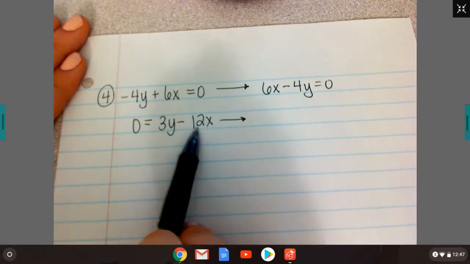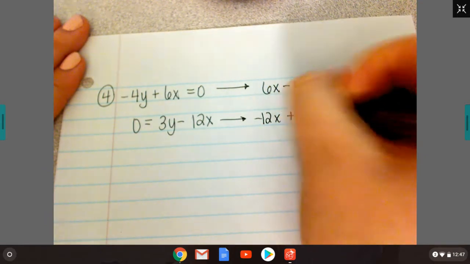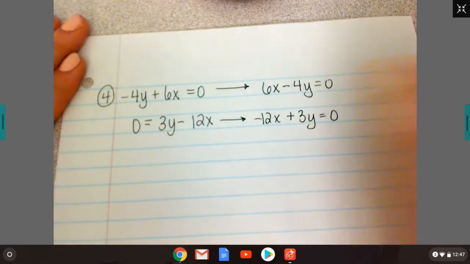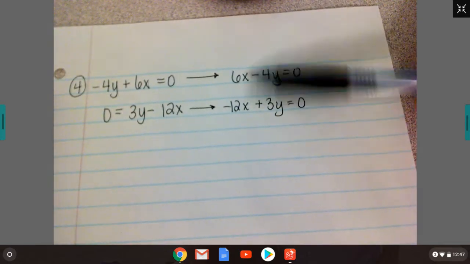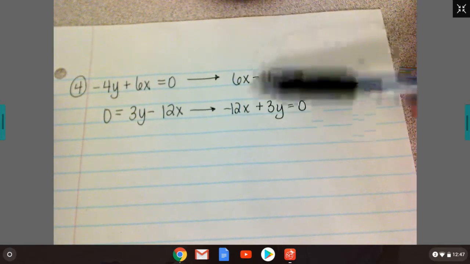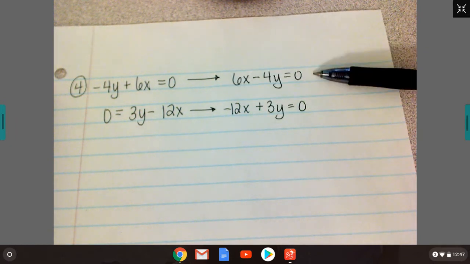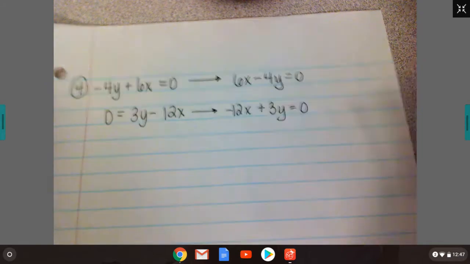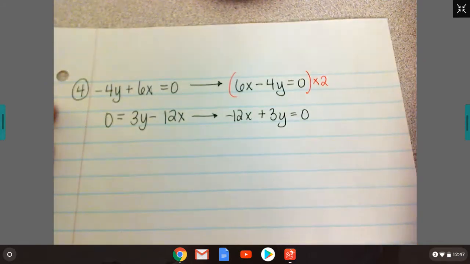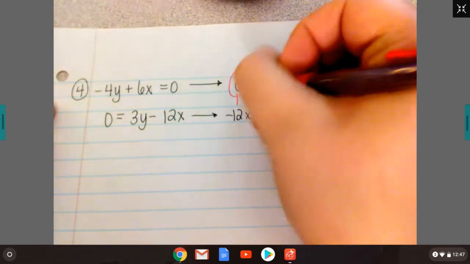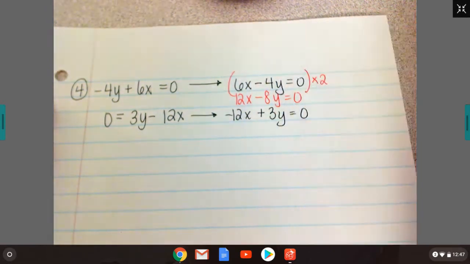This one has x's and y's on the same side. Again, they're just in the wrong order. So negative 12x plus 3y equals 0. That looks a lot nicer. Looking at our combinations here, I've got a 6 and a 12 and a 4 and a 3. 6 and 12 sounds nice. If I multiplied this top one by 2, then that would look good. So let's multiply this whole thing by 2, and I'm going to put the answer right below it. So 6 times 2 is 12x. Negative 4 times 2 is negative 8y. 0 times 2 is 0.